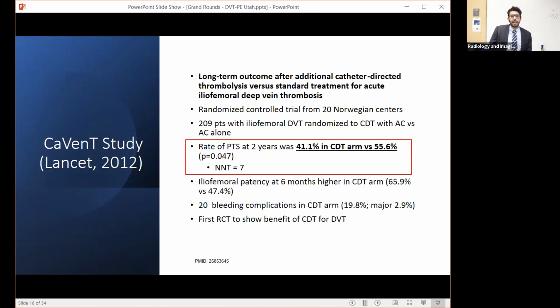This was still a landmark study, and it's still a study we often quote to this day to support why we intervene on patients, especially with iliofemoral DVT, because this study showed in a randomized fashion that we can actually reduce the incidence of PTS. And they also looked at the patency of the iliac veins at 6 months, and the patients who had CDT were more likely to be patent.